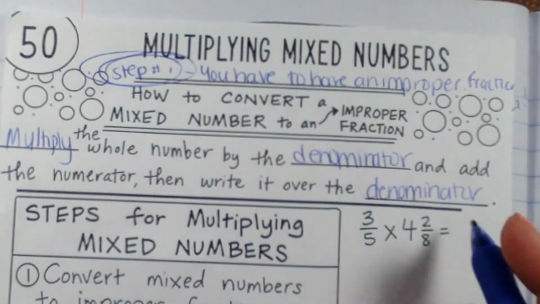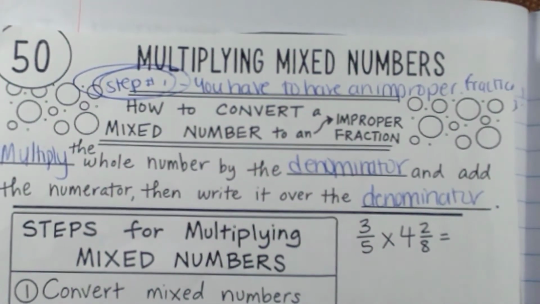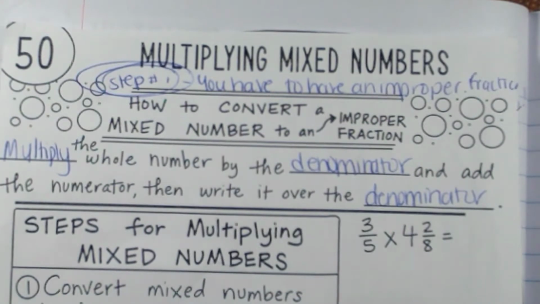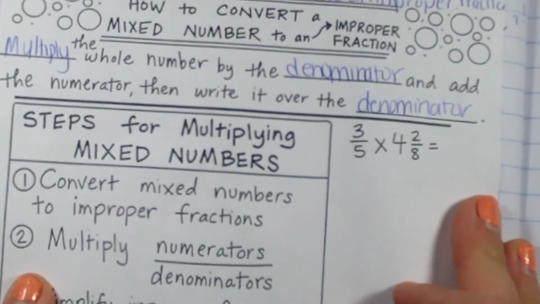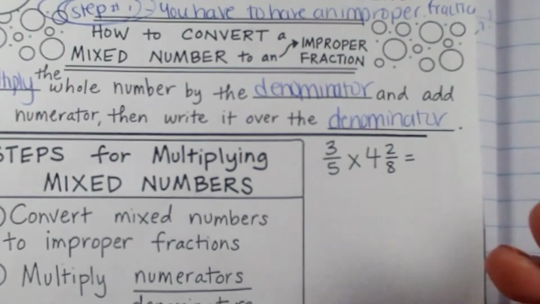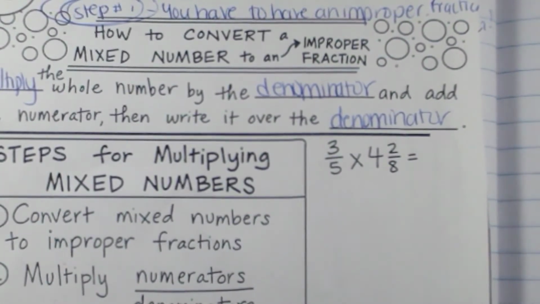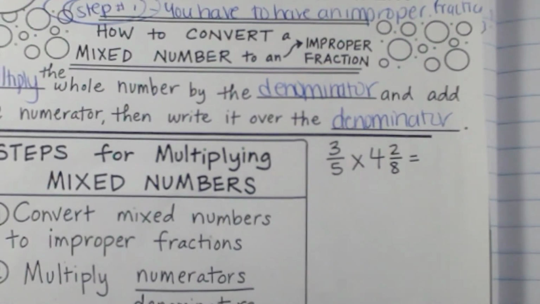So here we go. We're going to convert them to improper fractions. Then we're going to multiply them like regular fractions. And then we're going to simplify. So step 2 is what we've been doing. We're adding step 1 and step 3. So you change it to improper fractions to multiply, and then you move it back to a mixed number as your answer, and make sure that that is in simplest form.